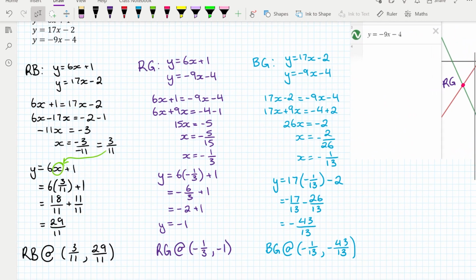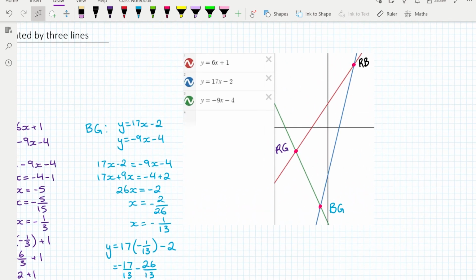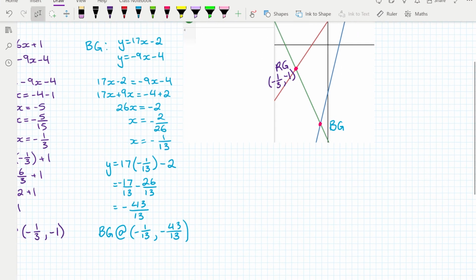So red and blue intersected at the point where x equals 3 over 11, and y equals 29 over 11. The red and the green line intersected at the point where x was negative 1 over 3 and y was negative 1. And the blue and the green, that was the last one we did, that was negative 1 over 13 and negative 43 over 13.